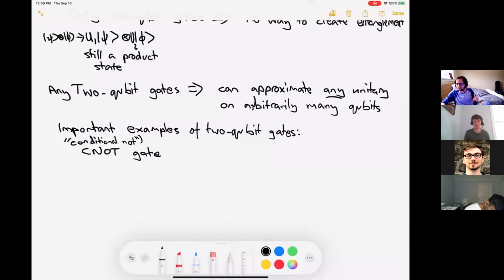Sorry, quick question. So is the claim that using only 2 qubit gates, we can approximate any unitary to arbitrary precision? Like we can get as close as we want? Yep. Cool.